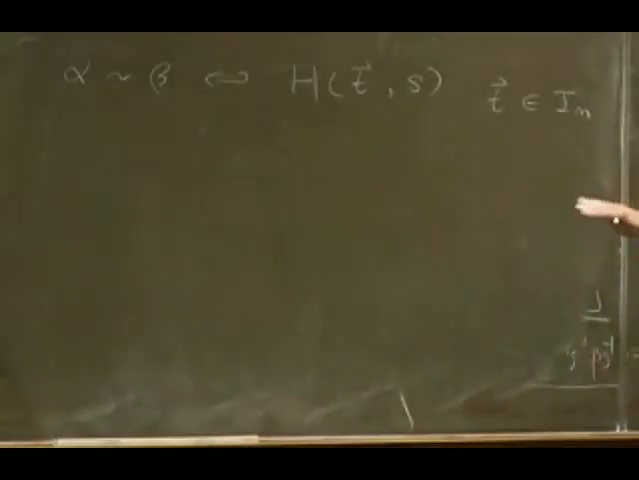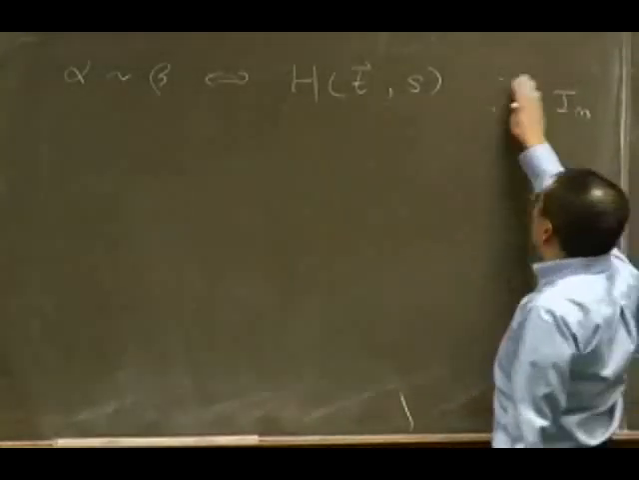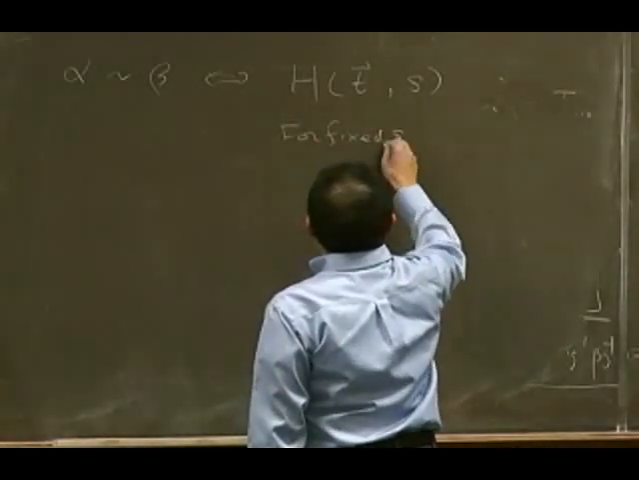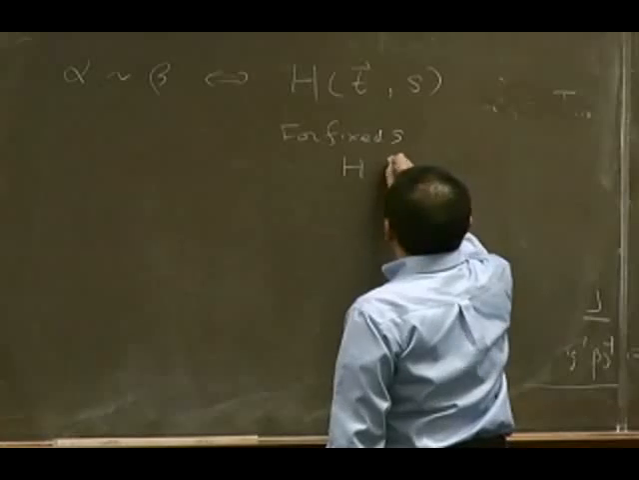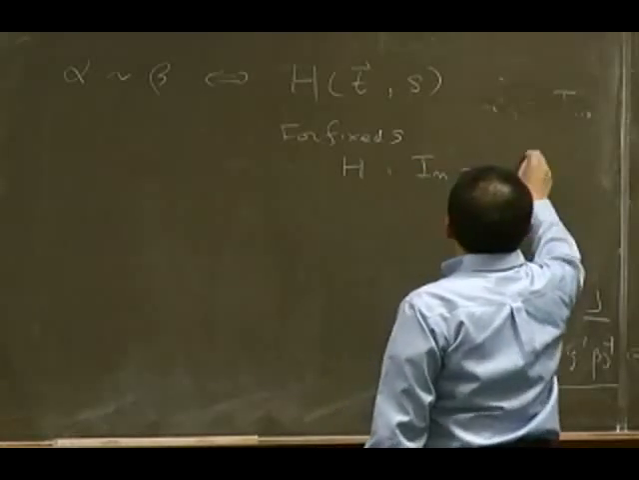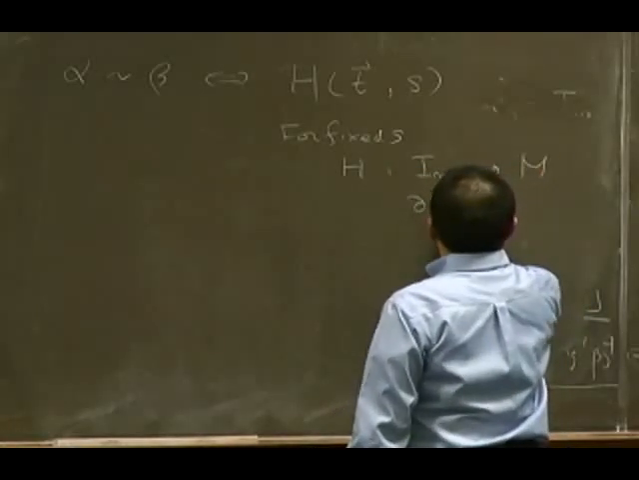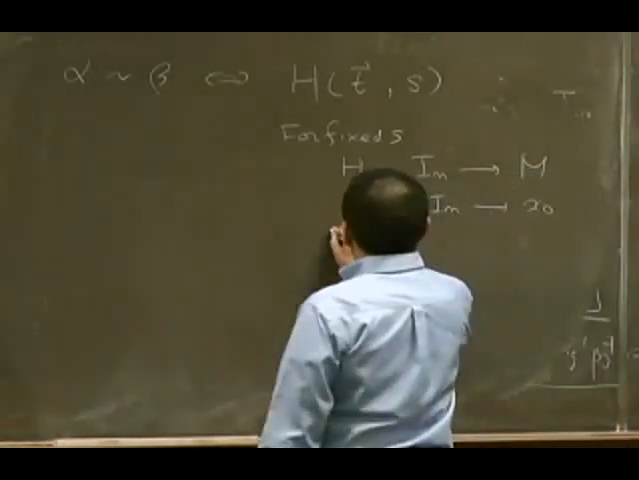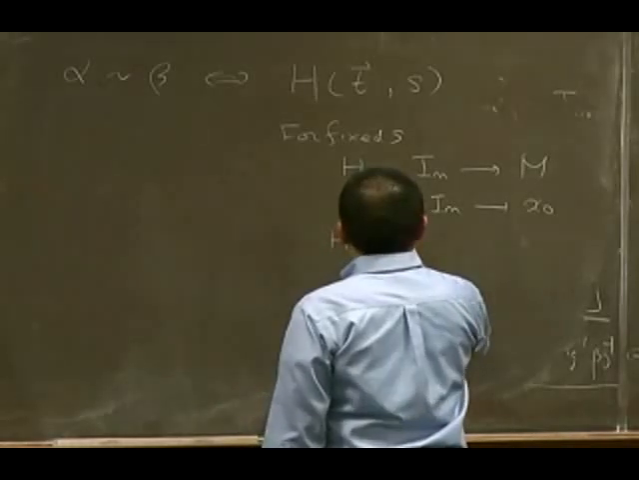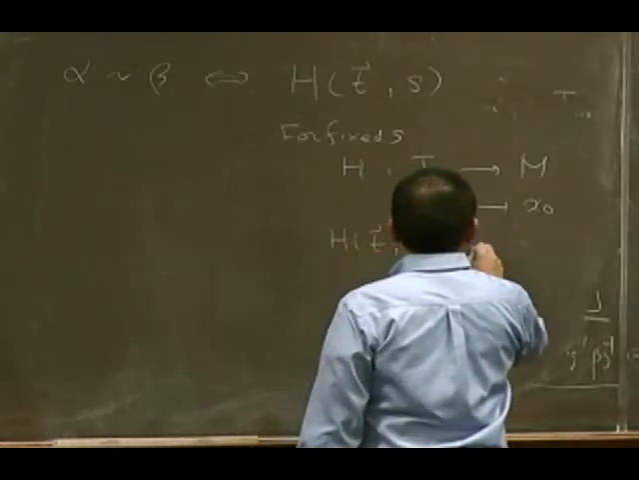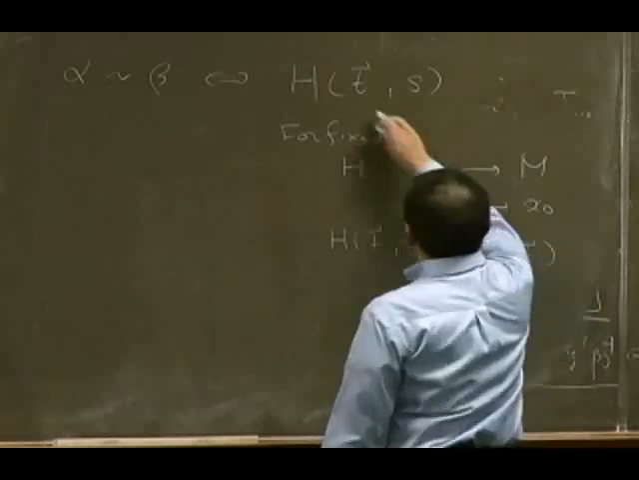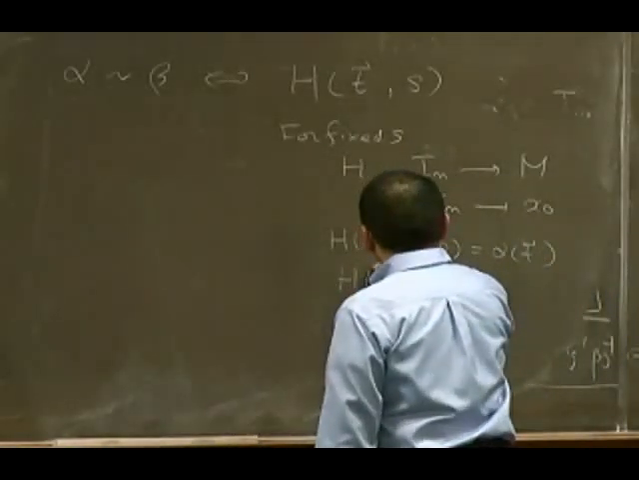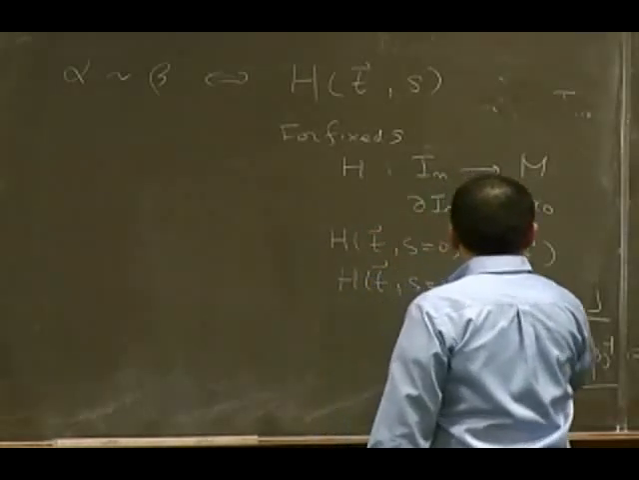So for each fixed s, H is a map from In to M so that the boundary gets mapped to x0, and then H of t at s equals 0 is alpha. I'm writing s as a vector because this is an n-dimensional space, and H of t with s equal 1 is beta.